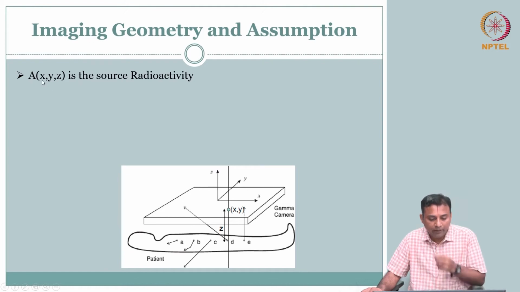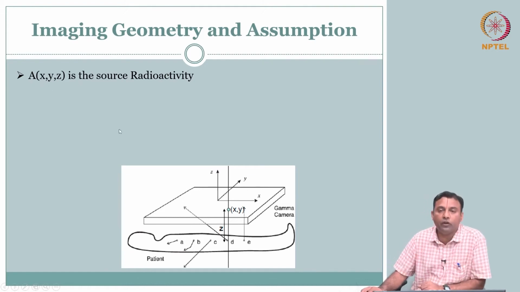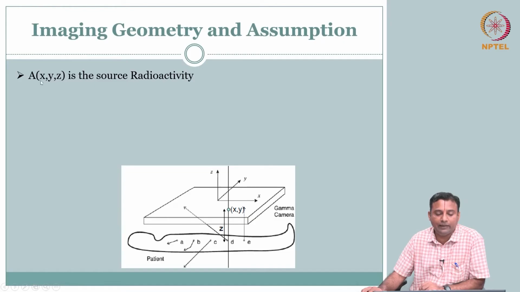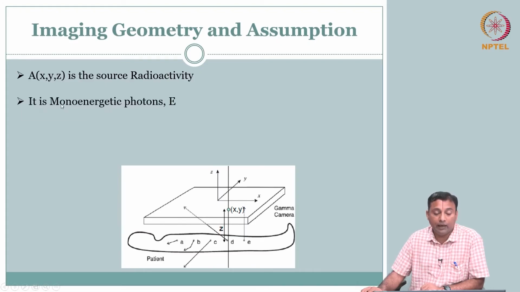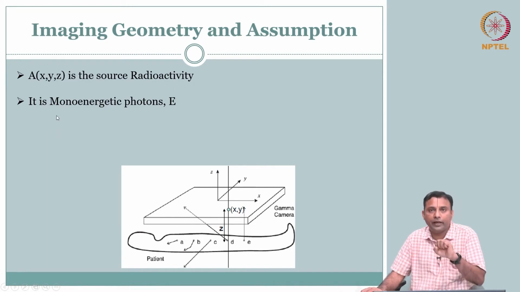So what we have here is a radioactivity. We will denote it by A of x comma y comma z, right. This is the same denotation we used earlier when we started with the radioactivity. And another important aspect here, we will consider monoenergetic photons with energy E, which is not unreasonable, right. We talked about certain tracers, and one of the desired aspects of a tracer is to give out a particular energy. So this is going to in some sense make our life easier compared to our X-ray projection, where you could get spectral.